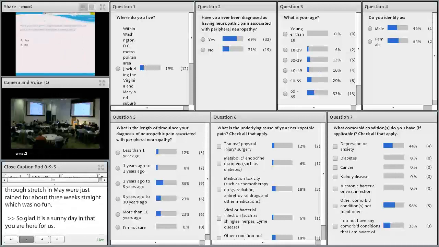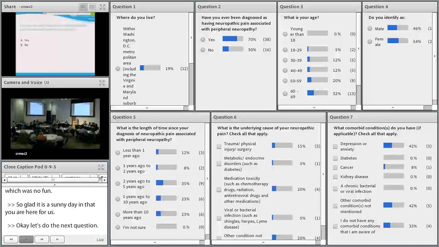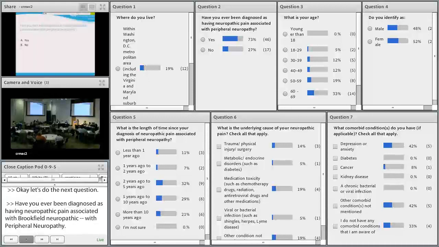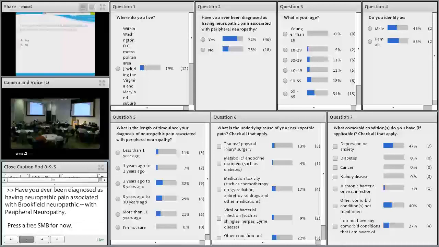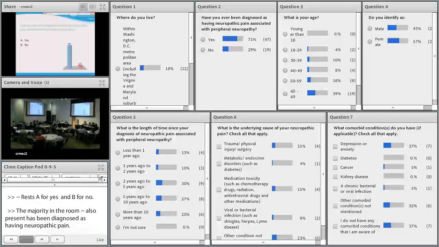Okay, let's do the next question. Have you ever been diagnosed as having neuropathic pain associated with peripheral neuropathy? Press A for yes or B for no. Okay, so the majority of you in the room, almost 90%, have been diagnosed as having neuropathic pain. So we know that it's not easy to come here and to travel, and so it really means a lot to us that you're here to share these perspectives with us. And I think we have one more.